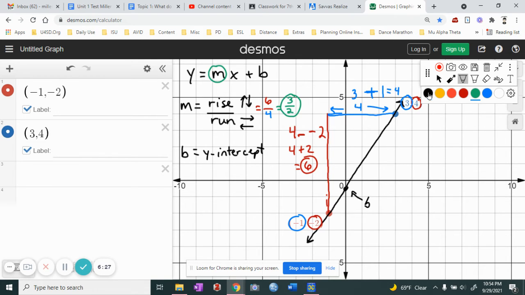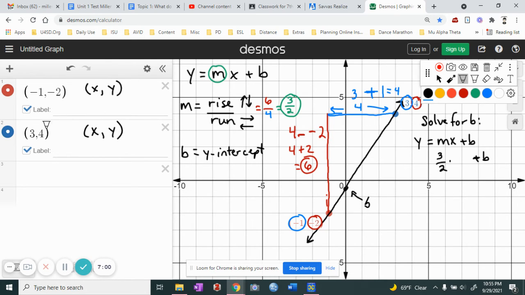So how do we find the b? We're going to solve for b. Take your y equals mx plus b, substitute in what we know. We know now that m is 3/2. We don't know the b value. We have two different ordered pairs that give us an x, y value we can use in the equation.